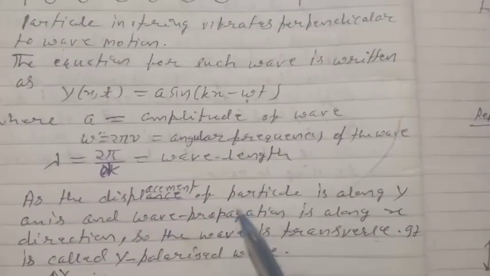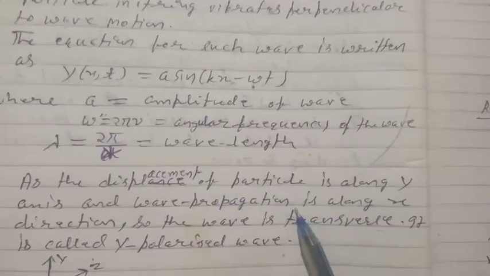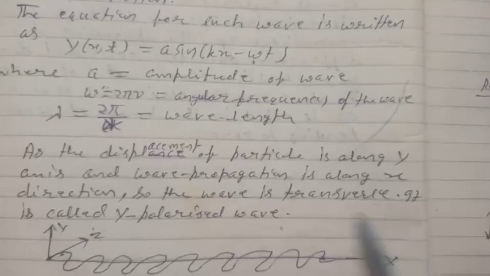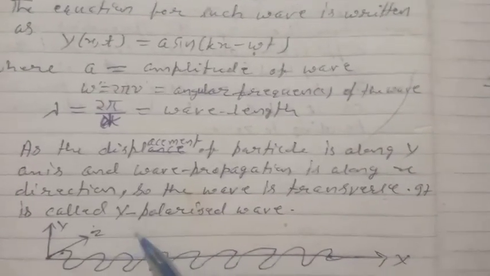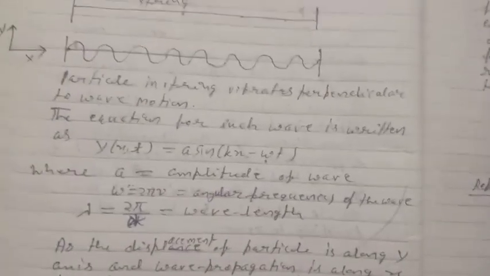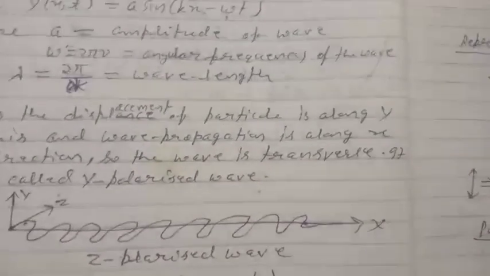As the displacement of the particle is along the y-axis and wave propagation is along the x direction, the wave is transverse. It is called a y polarized wave because in this case the particle vibration is along the y direction. And this shows a z polarized wave because vibration is along the z direction and movement is along the x direction. Now the equation for this wave will be z(x, t) = a sin(kx - ωt).